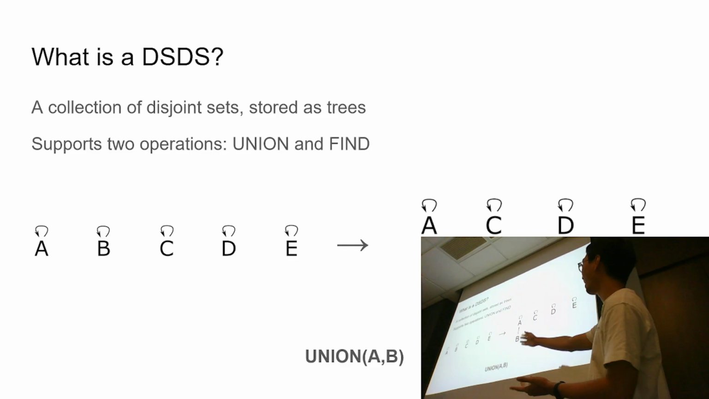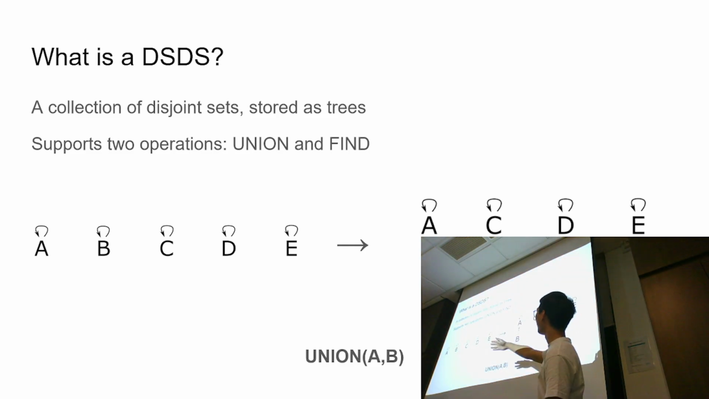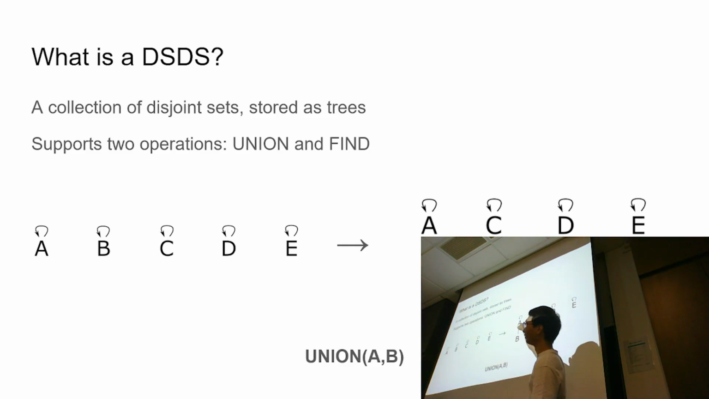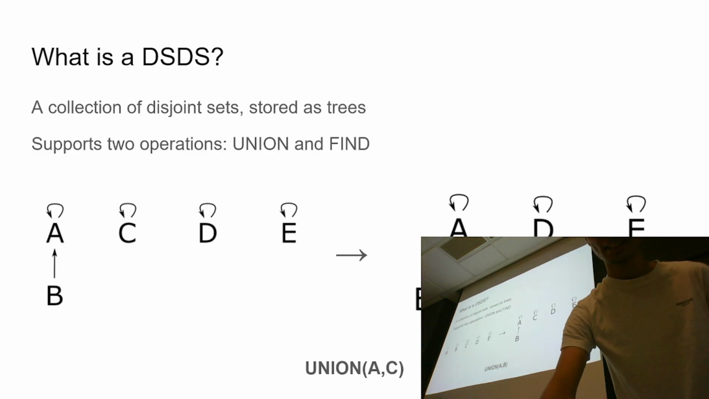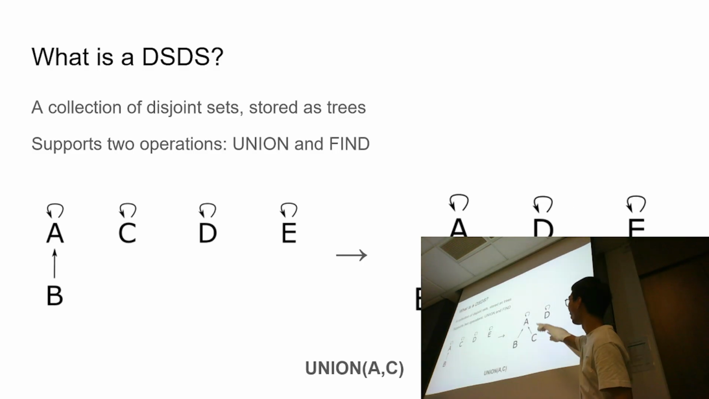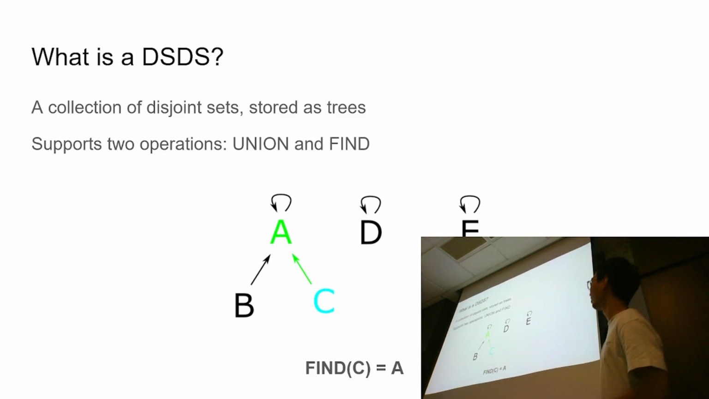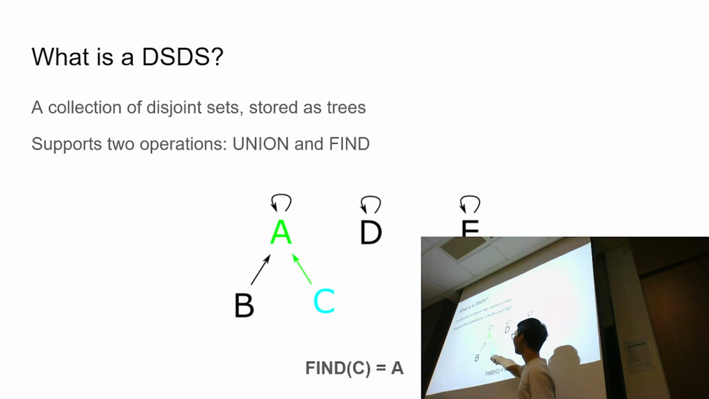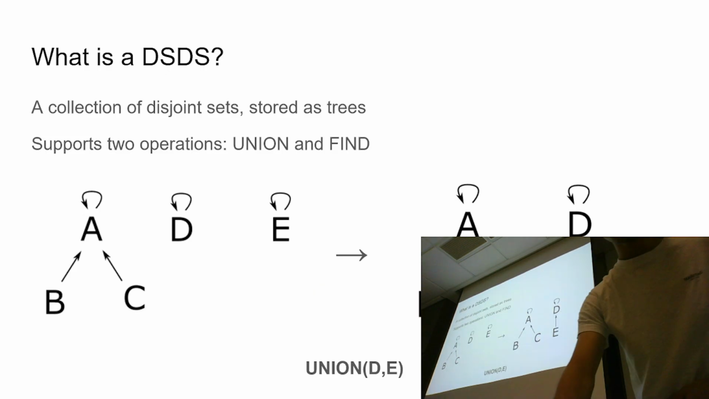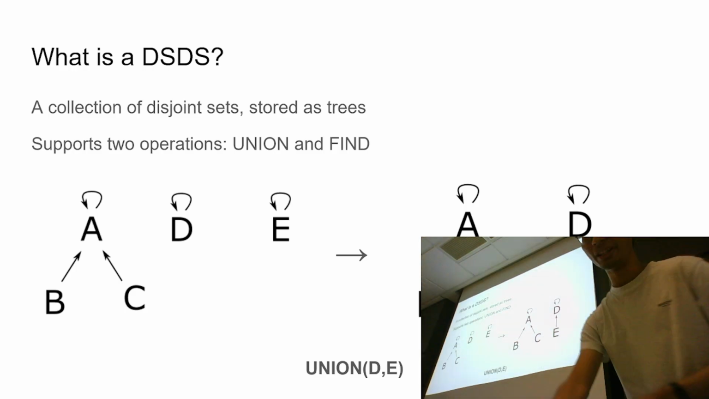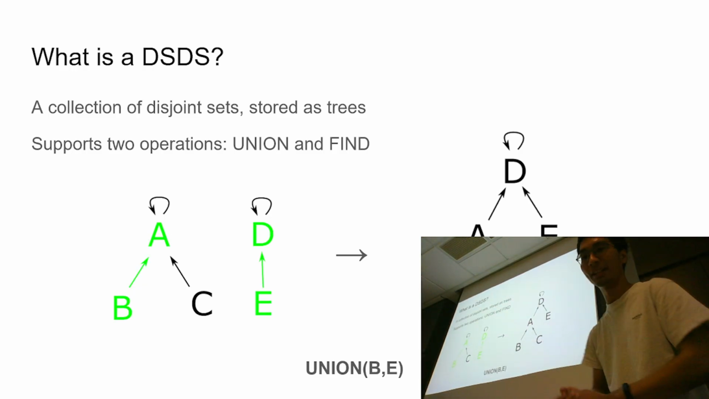Then we union A and B. So now A and B become one set with B pointing to A. Union A to C, so C joins that set as well. And now we do a find. So we try to find from C, and we walk up all the way to the root. So the root is A. So the result of find C will be A. And then we continue doing some operations, which hopefully you understand by now.